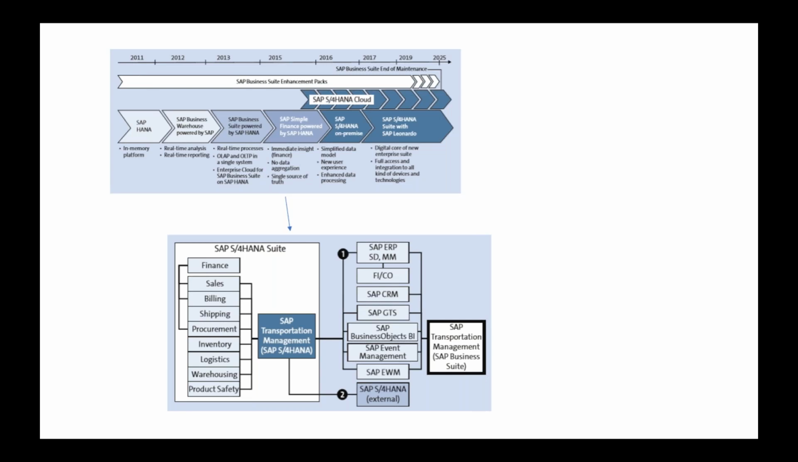If you see the roadmap now, after TM 9.6 there will be no further standalone releases. All releases will be in S/4HANA. From 2019 onwards, till 2025, all the developments that will be done will be in the S4 HANA suite only. There will not be any changes done in your standalone.